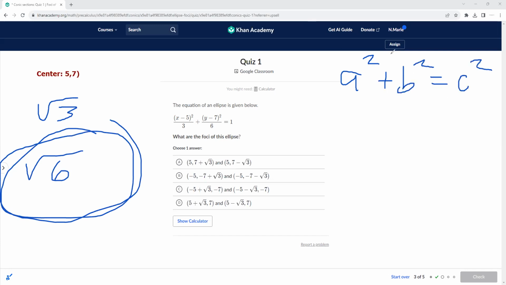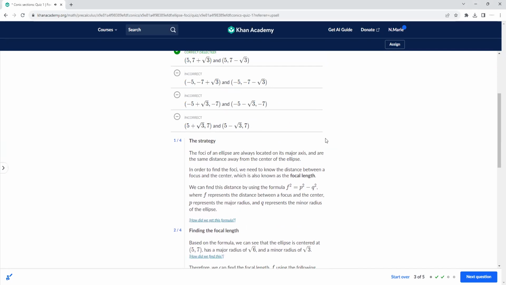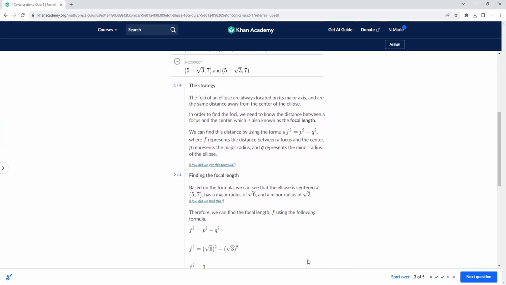They say a squared plus b squared is equal to c squared. Well, since distance is equal to each other, let's look at the formula for this one. The foci of an ellipse are always located on the major axis and are the same distance away from the center of the ellipse. We can find the distance by using this formula: f squared equals p squared minus q squared. This is an important formula. Feel free to pause the video and write that down because that's an important one.